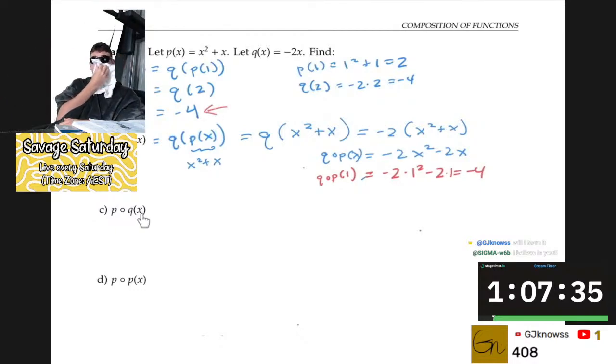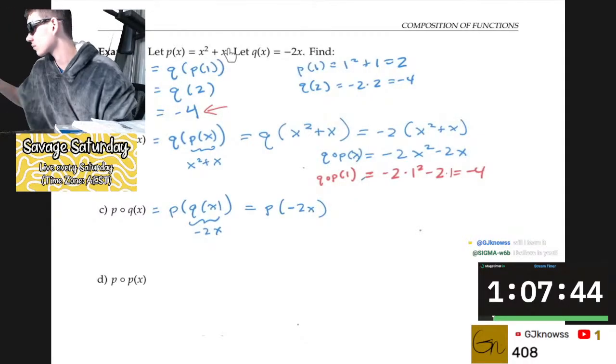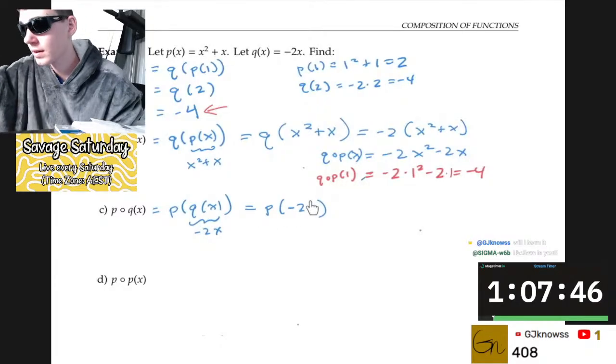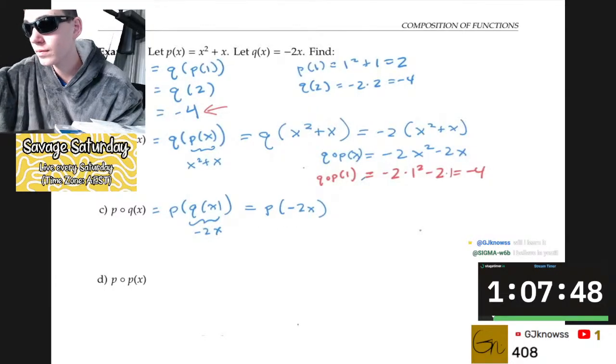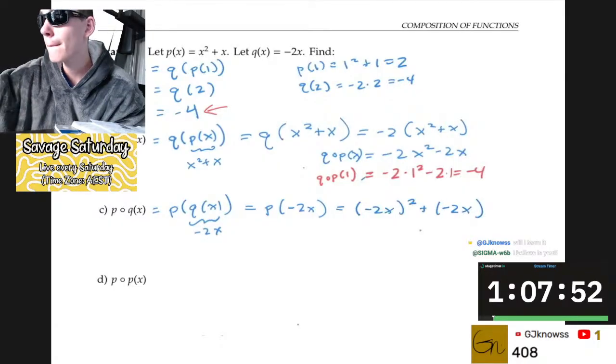Let's try p composed with q of x. First, I rewrite this as p of q of x. Working from the inside out, I can replace q of x with negative 2x. So I need to compute p of negative 2x. Here's my formula for p. To compute p of this expression, I need to plug in this expression everywhere I see an x in the formula for p. So that means negative 2x squared plus negative 2x. Again, being careful to use parentheses to make sure I plug in the entire expression for x. Let me simplify. This is 4x squared minus 2x.